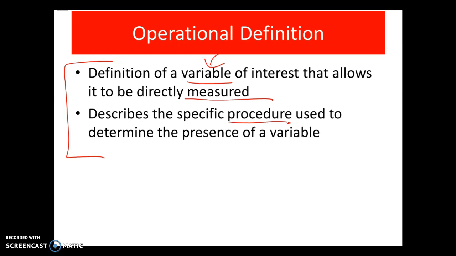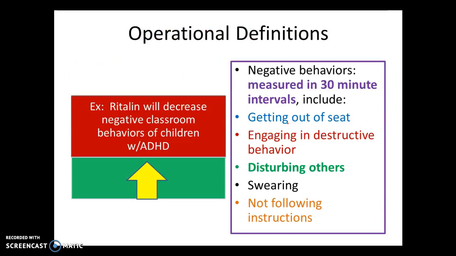So let's give you a real life example from a real experiment, or at least a mock experiment. Okay, we come up with a hypothesis. A hypothesis is a prediction about the relationship between two variables. One of our variables is Ritalin, right here, and the other is classroom behavior. So we come up with a hypothesis that Ritalin will decrease negative classroom behaviors of children with ADHD.